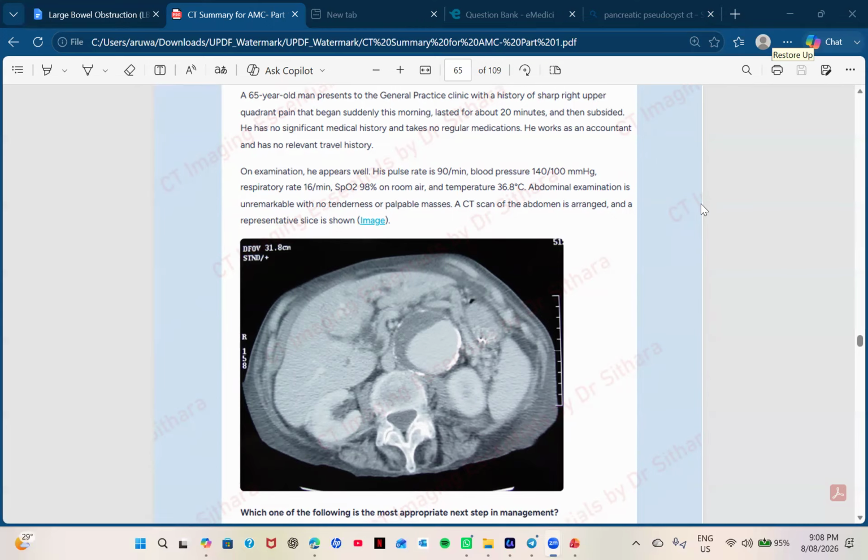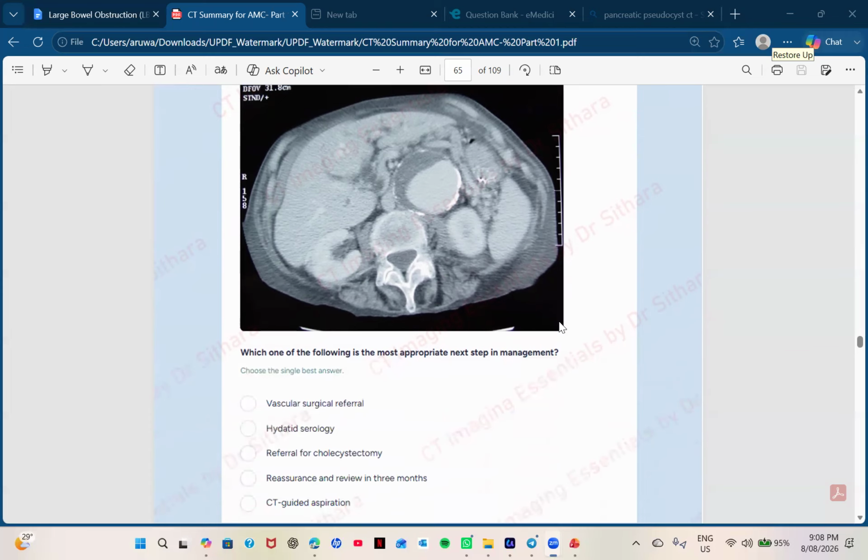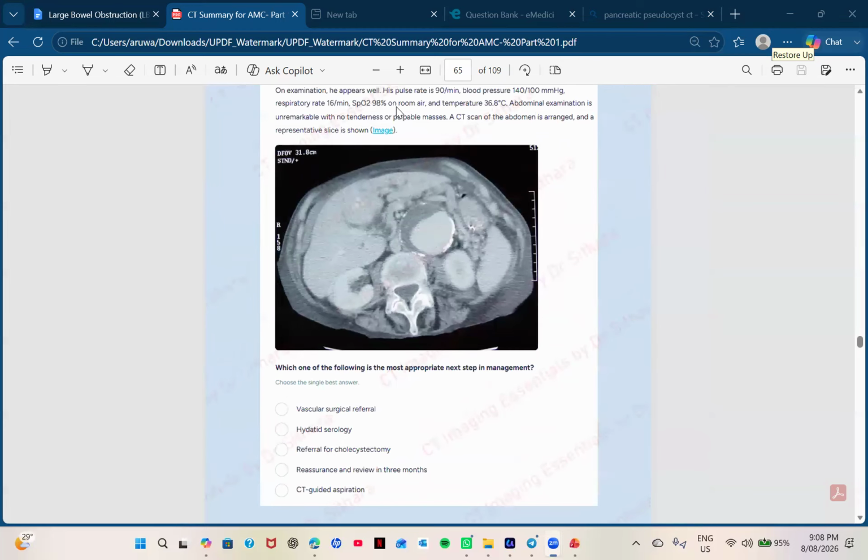CT scan of the abdomen is arranged and a representative slice is shown. Which one of the following is the most appropriate management? Quickly type your answer in the chat, then I can explain easily. Tell me, doctors.